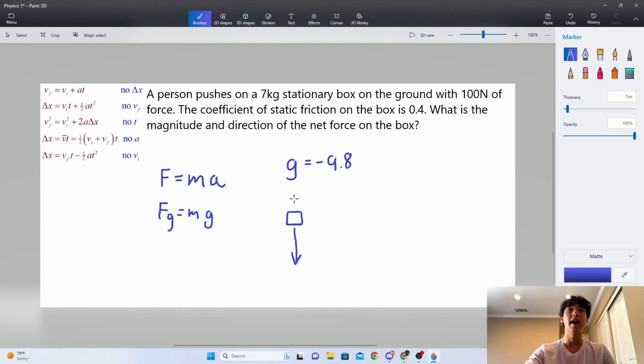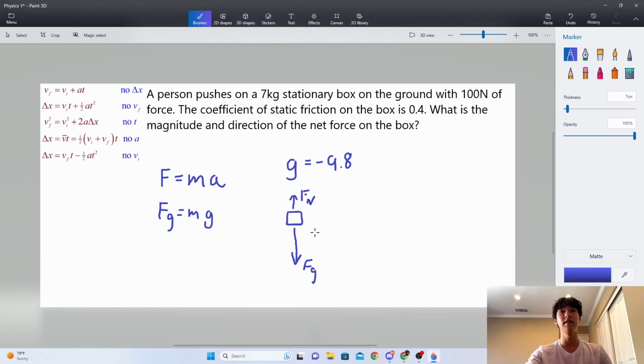Now, F of n is normal force. This is normal force. This is not net force. If you see net force, most likely they would actually write net force. So normal force and force of gravity.